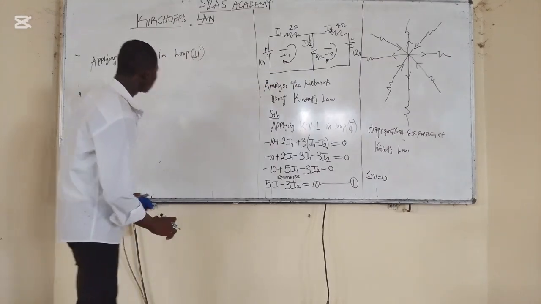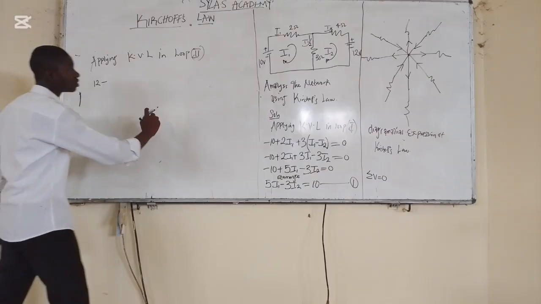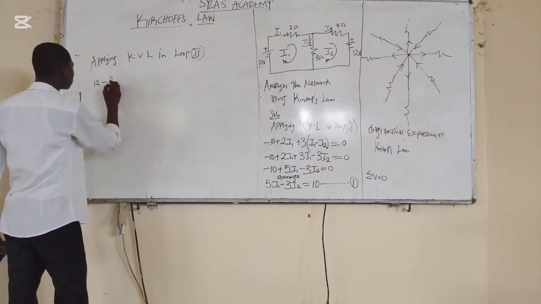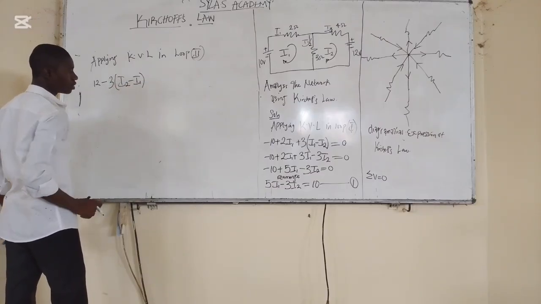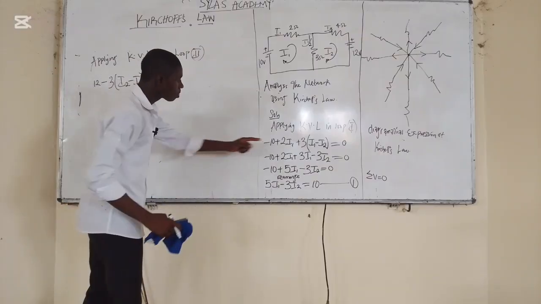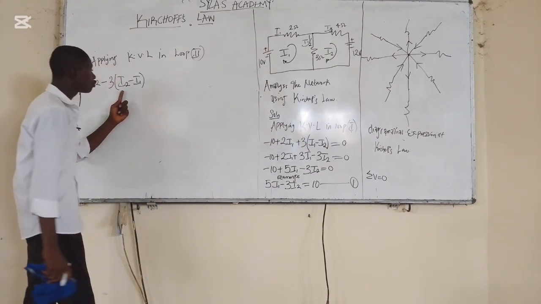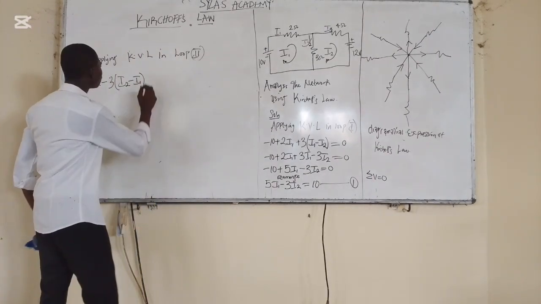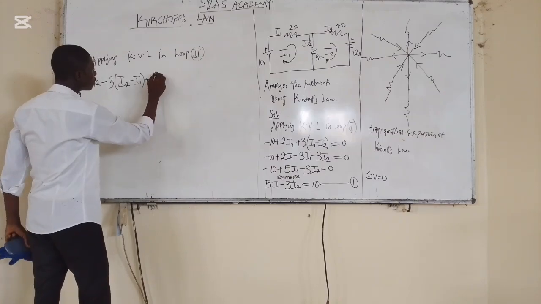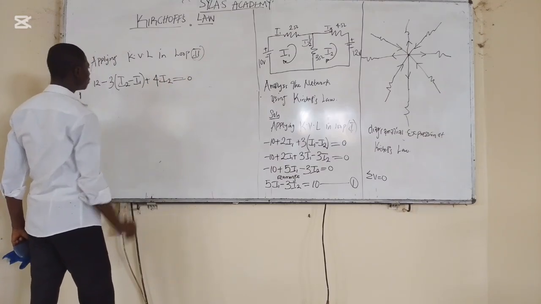We are going to have 12 minus that 3 here. The 3 is sharing between the second mesh and the first mesh. At the first mesh, we had 1 minus 2. Abina. So this one will have 2 minus 1 because we are solving for the second mesh. Now, plus that 4 here, 4I2 is equal to 0. Now, how do you solve this?